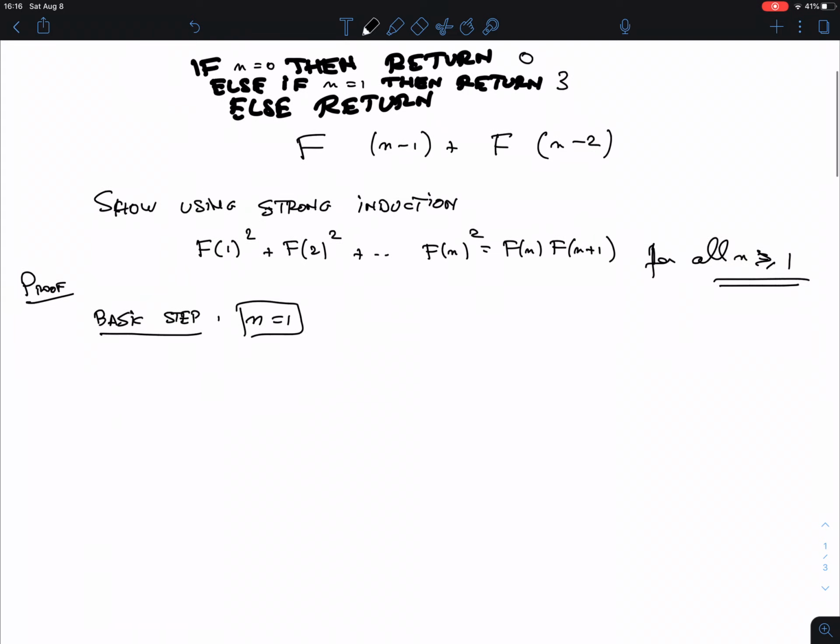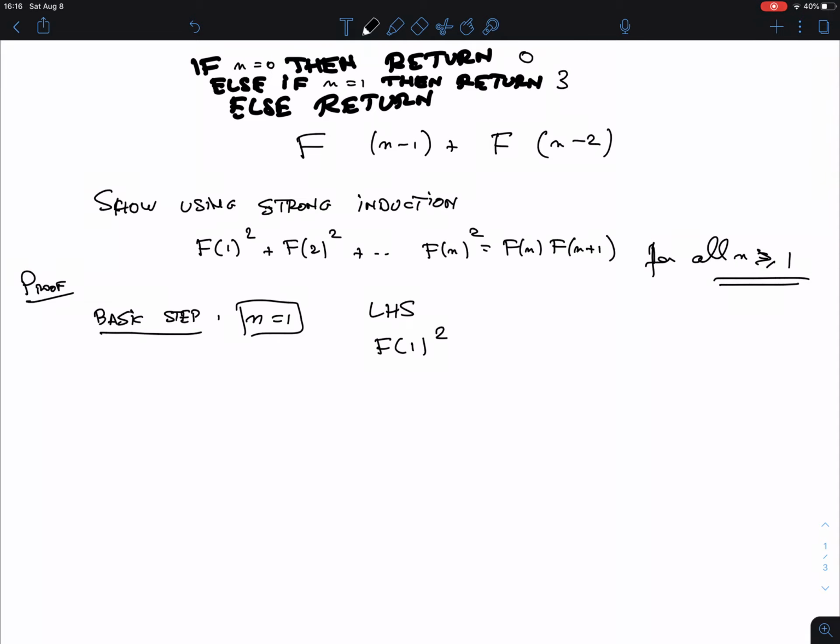Okay, basic step, n equals 1. What is this? Well, if n is 1, then the left-hand side is f1 squared. And what is the right-hand side? The right-hand side is f1 times f2. And the question is, are the two the same? Now, notice that we have to do a couple of things. We have to first find out what is f1. Now, f1, according to the algorithm, is 3, right? Because that's the part where the algorithm gives you the answer right away. So f1 is 3. But what is f2?